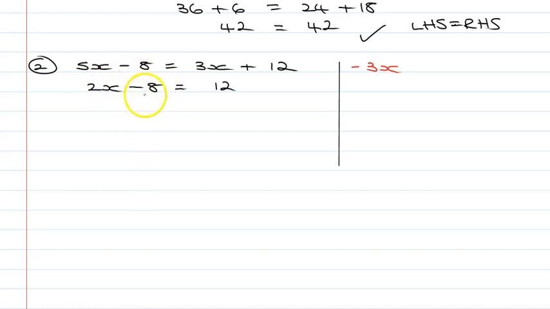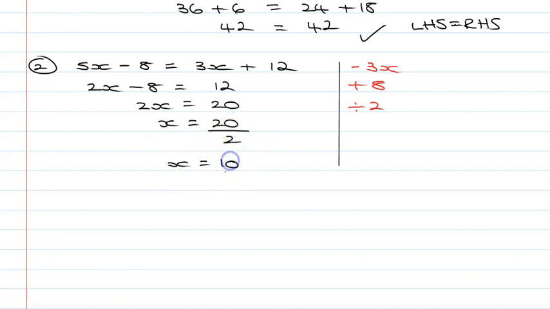So on this side I've got minus 8, so I'm going to take that, so I'm going to add, do the opposite, add 8 to both sides, so I'm adding it to this as well, leaving me with 2x equals 20. Final step is 2 is multiplying by x, so I'm going to divide by 2, leaving me with x equals 20 divided by 2, so x equals 10.